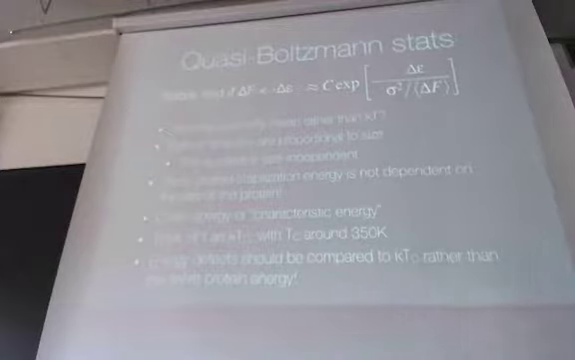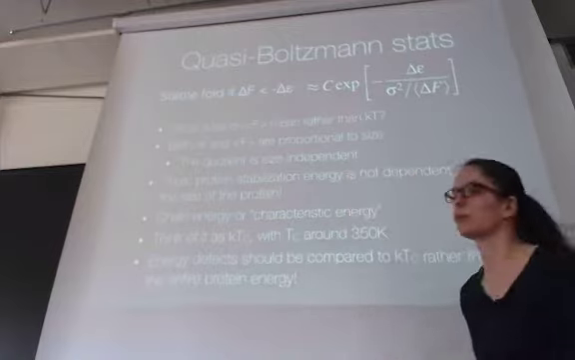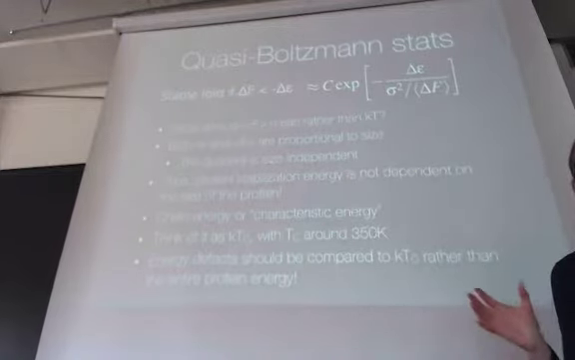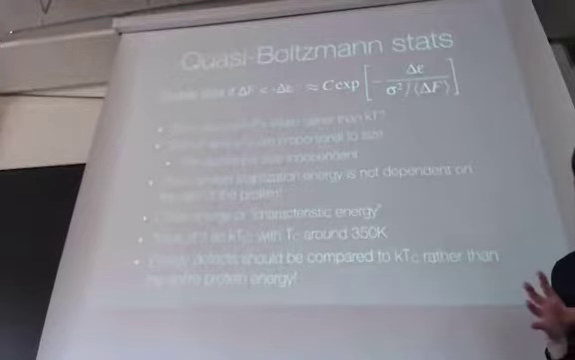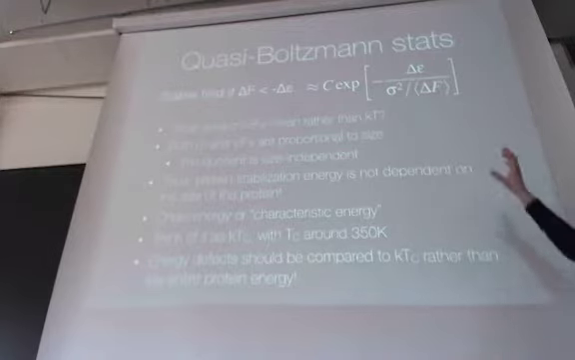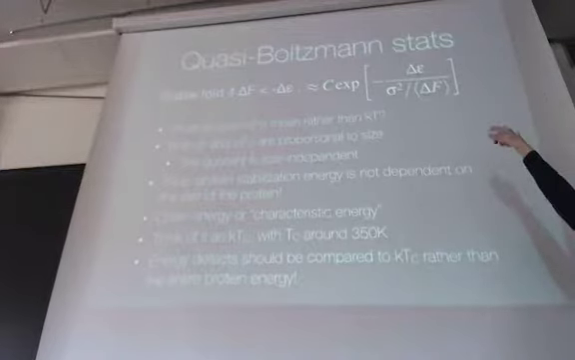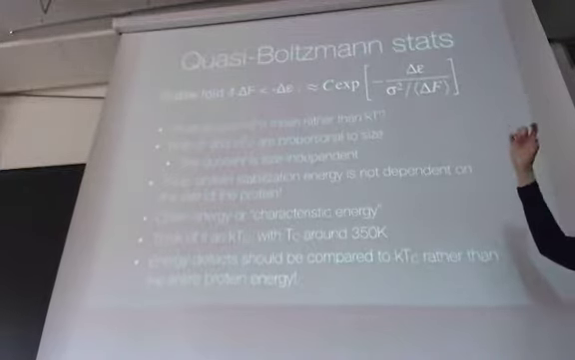And what's kind of interesting to look at is this sigma squared over F. So this is variance divided by mean. And you may recall from your statistics classes that the variance and the mean, they're proportional to the size of the sample, both of them. So the ratio of those is independent of the size of the sample. So this means that this quotient up there is size independent. So then the protein stabilization energy is not dependent on the size of the protein. It's only dependent on the magnitude of the energy that you lose from the defect.